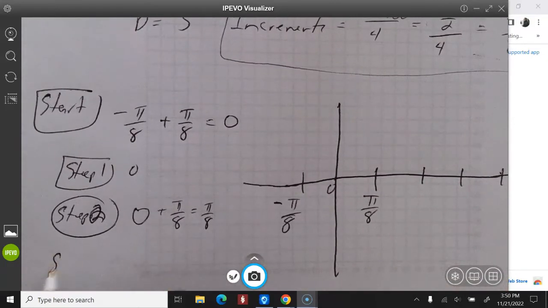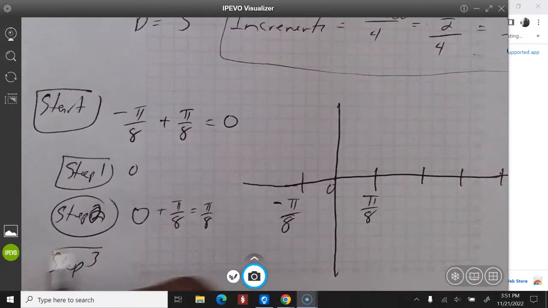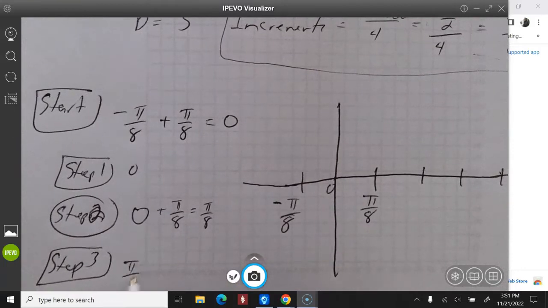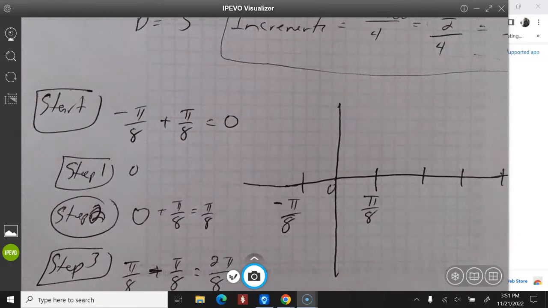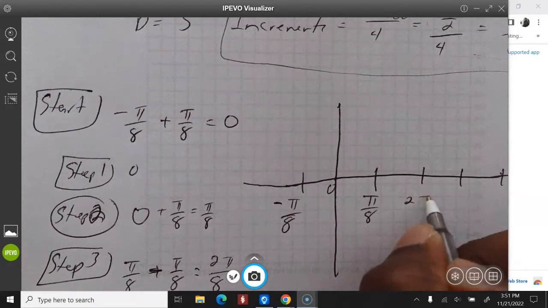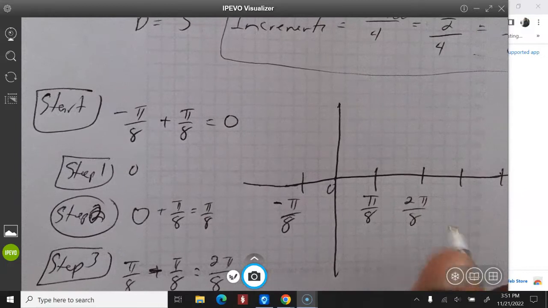Step 3. It's going to be pi over 8 plus another increment, which again is pi over 8. So that's pretty easy. 1 pi over 8 plus another pi over 8 is 2 pi over 8. That could reduce to pi over 4, but I won't bother. I'm going to leave it like this. It's going to be 2 pi over 8. I've done enough to see the pattern.